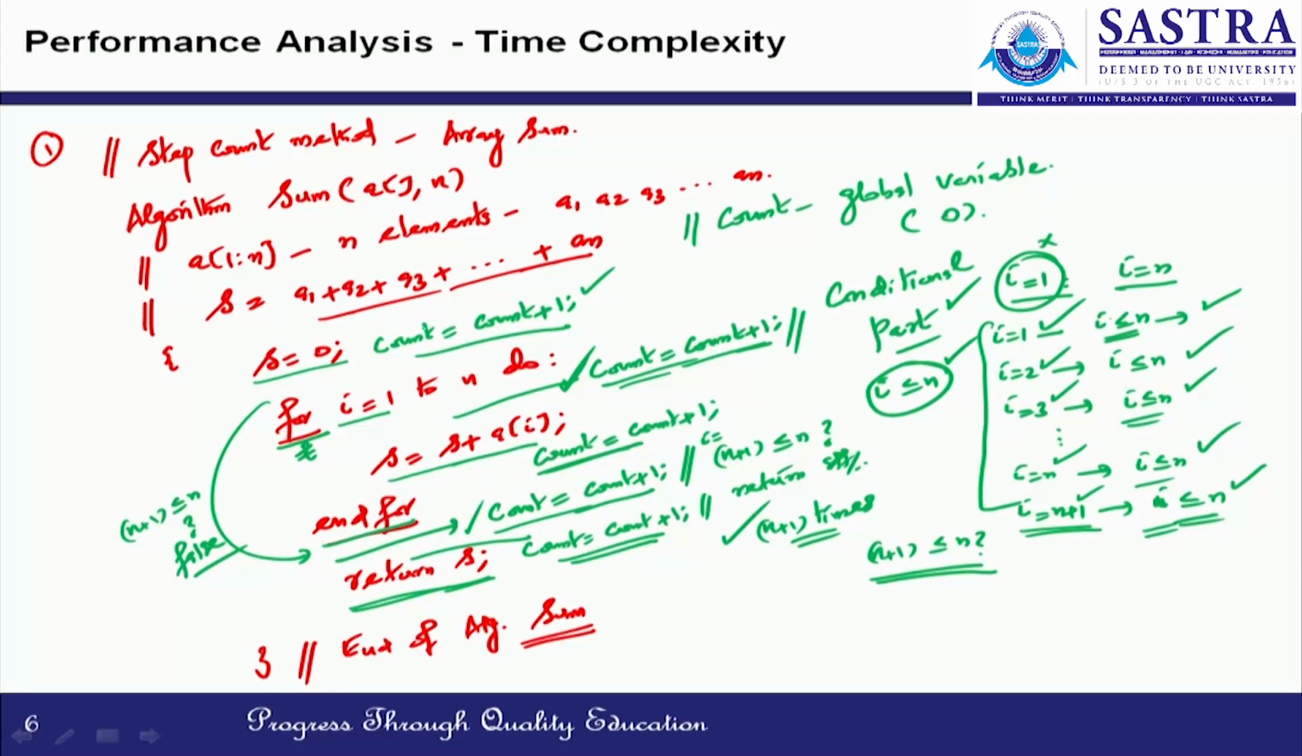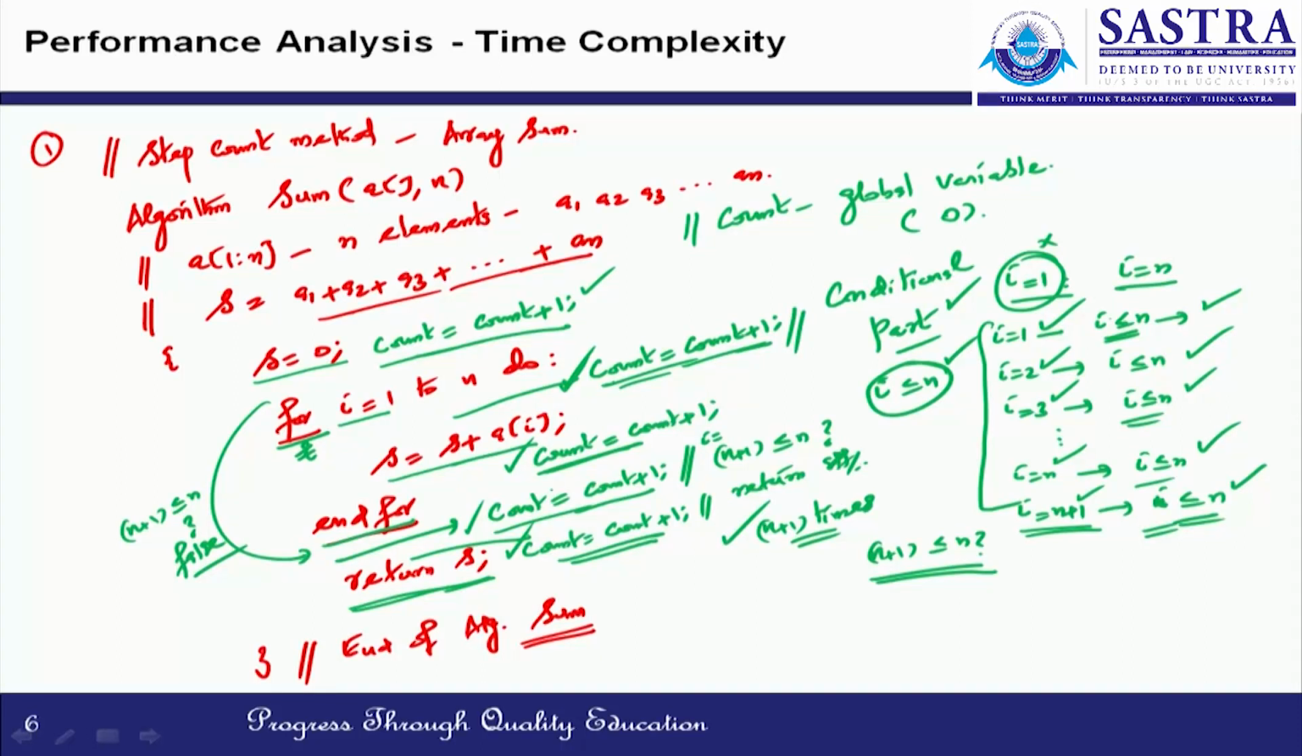S is equal to 0, count is introduced here. For the conditional test, it is tested one extra time when I becomes n plus 1, which is given outside the for. S is equal to s plus a of I is associated with this count statement. Return s is associated with this count statement. So, proper count statements are introduced.